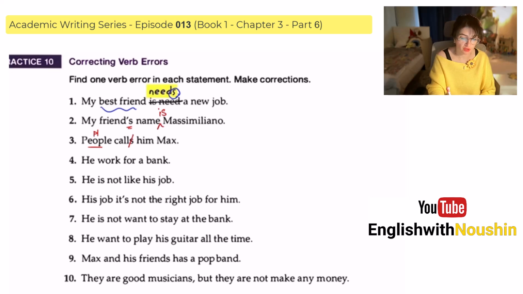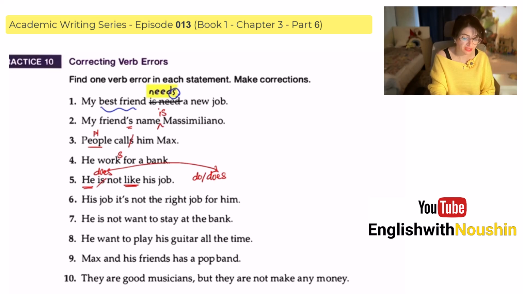He work for a bank. He, S, works for a bank. He is not like his job. What's the problem with this? Like is my verb. I want to make it negative. What do I need? Do or does? This is he. So it should be does. He does not like his job.